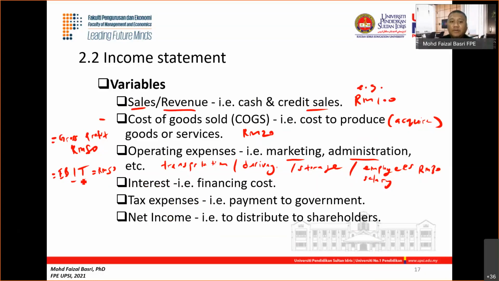So we pay interest first, if any. Interest here refers to financing costs. If we borrow money, we have to pay interest. The company will list down this financing cost. And after that, they will pay tax as well. Tax will be paid to the government. In Malaysia, they pay via LHDN, or in English, we call it the IRB, Inland Revenue Board.